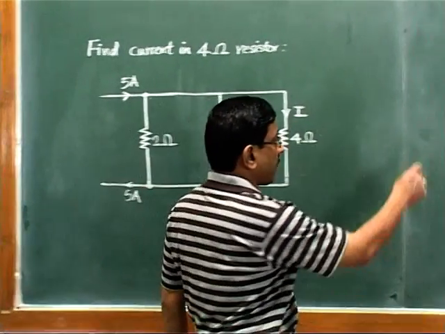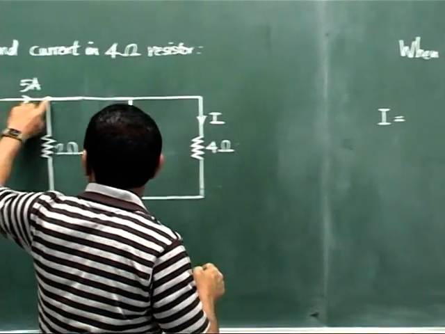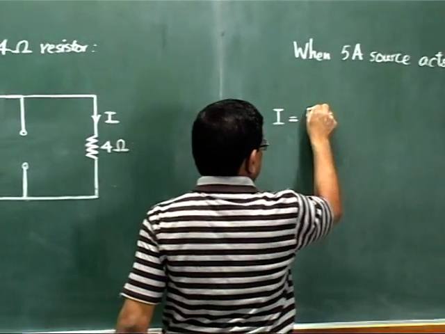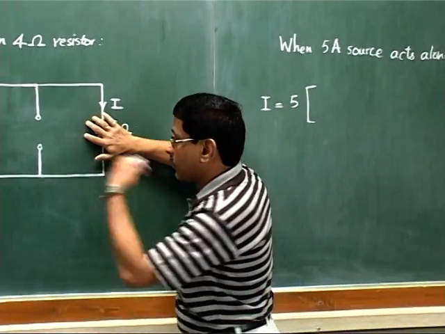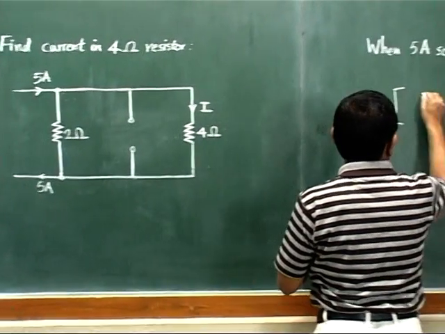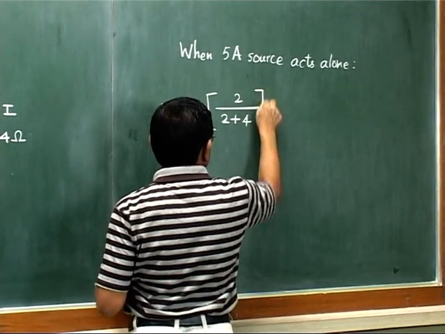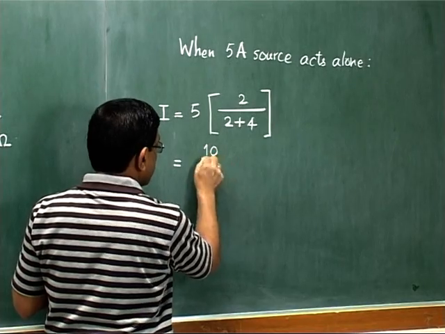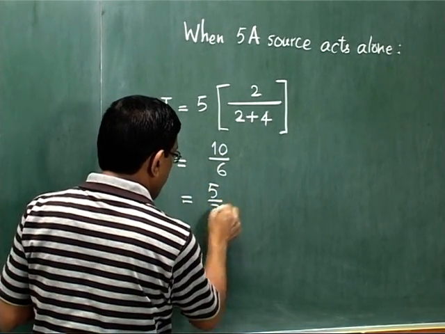So what will be the value of I? The value of I will be the total current, what total current is supplied at this node? It will be 5 ampere, then in bracket a fraction. Now see, we want to find out the current in this 4 ohm, so the 2 ohm will be in the numerator and in the denominator it will be 2 plus 4. So it is simply this calculation. Just solve it, it will be 10 by 6, or you can say that it is 5 by 3 ampere.